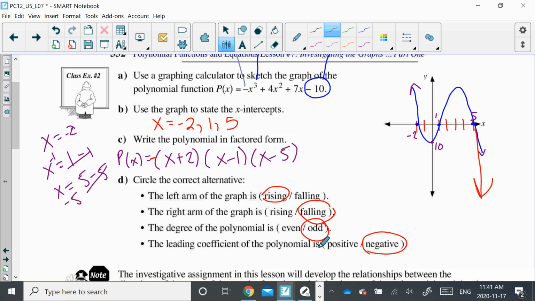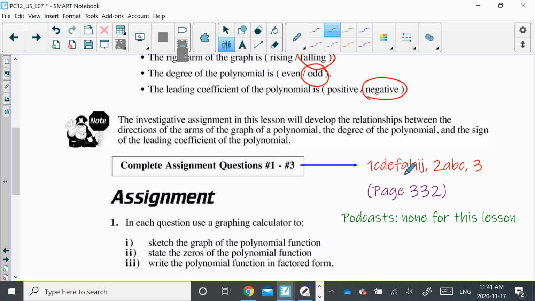All right, that concludes this lesson. There's 3 questions in your homework. I don't want you to do all of them. For number 1, it looks like a lot, but you're essentially not doing A and B. And then for number 2, A, B, C, and then number 3, I want you to do. And that concludes this lesson.